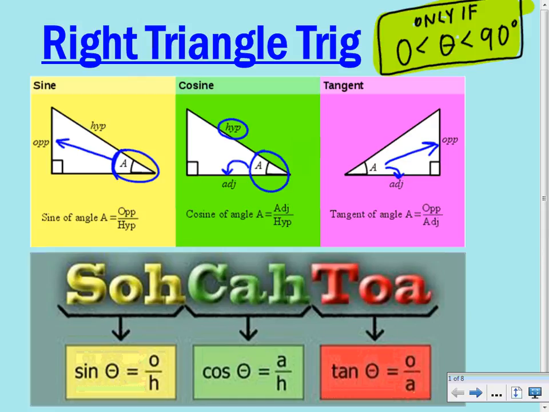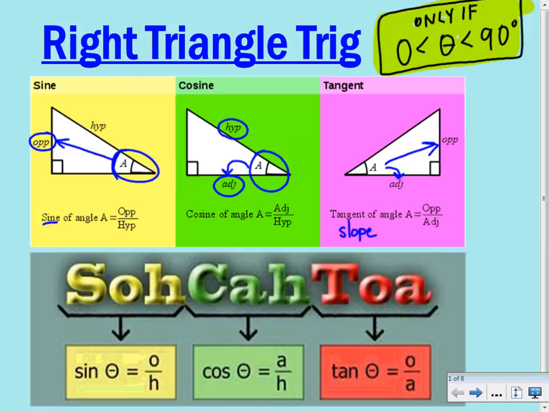So sine, cosine, and tangent are ratios, okay? Some people like to think of sine as the percentage of the hypotenuse that the opposite side is. Some people like to think of the cosine as the percentage of the hypotenuse that the adjacent length is. And tangent, again, can be thought of in simplest terms as the slope.